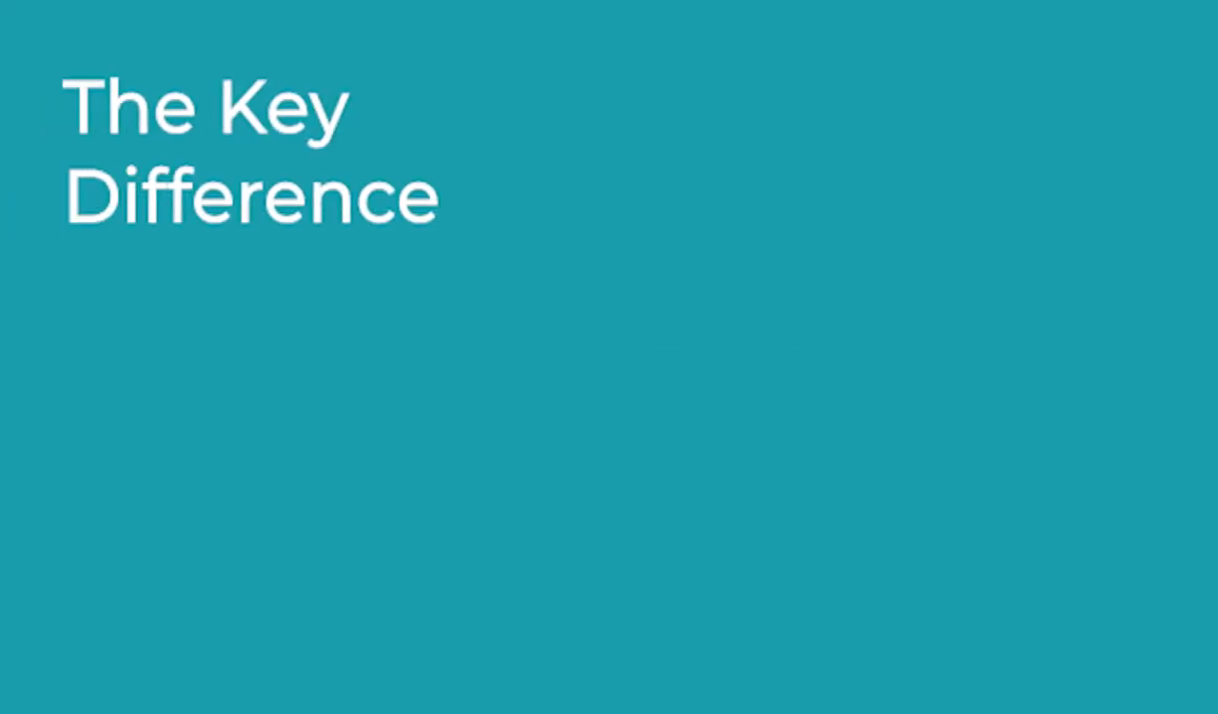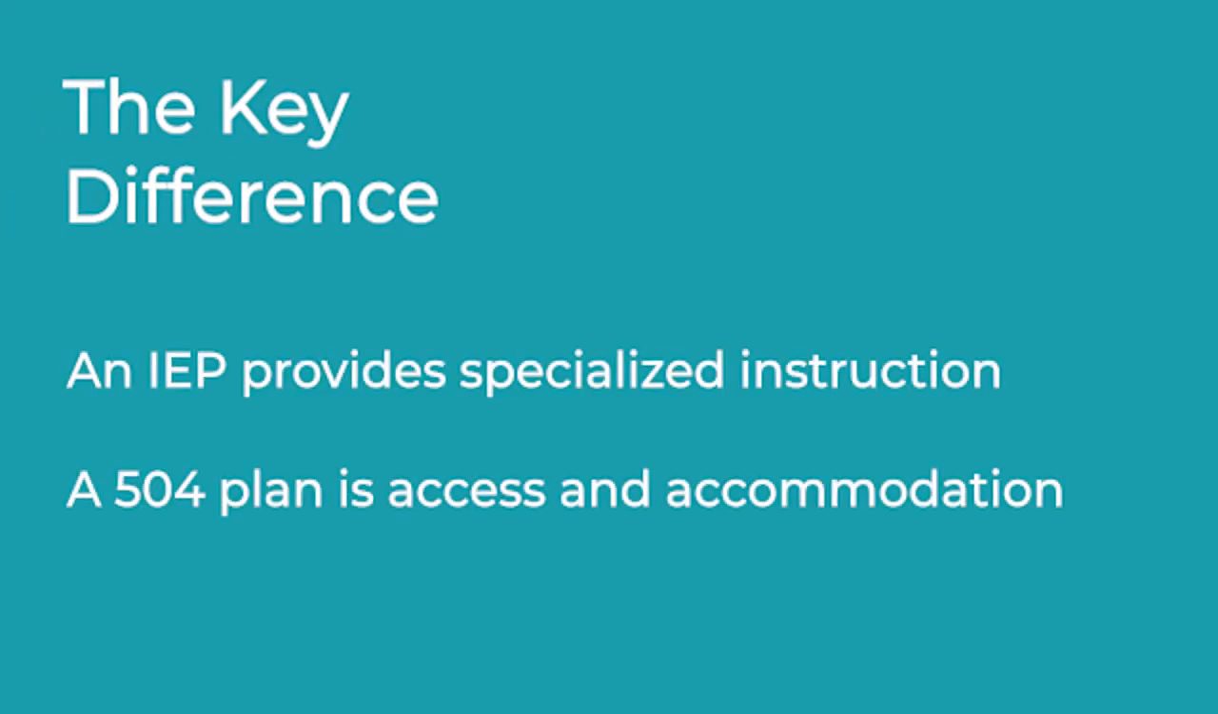So first, I want to mention that one is not better than the other. They both provide supports to children with disabilities and can meet their needs just in different ways. So the key difference, I think we want to get across, is that IEP is specialized instruction and a 504 is access and accommodations. I agree, Lisa.